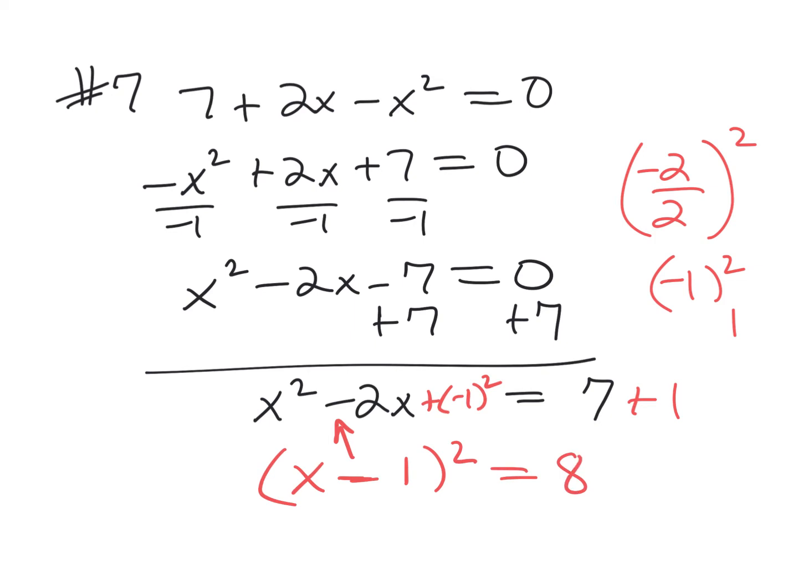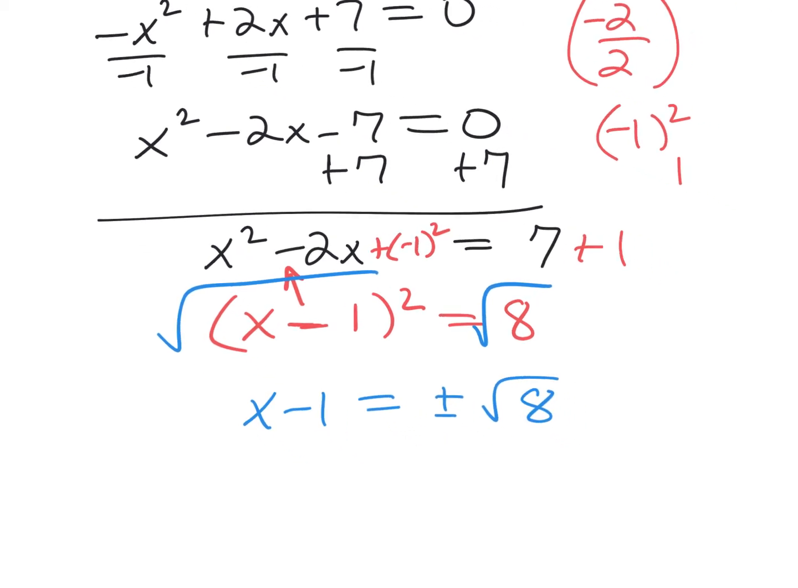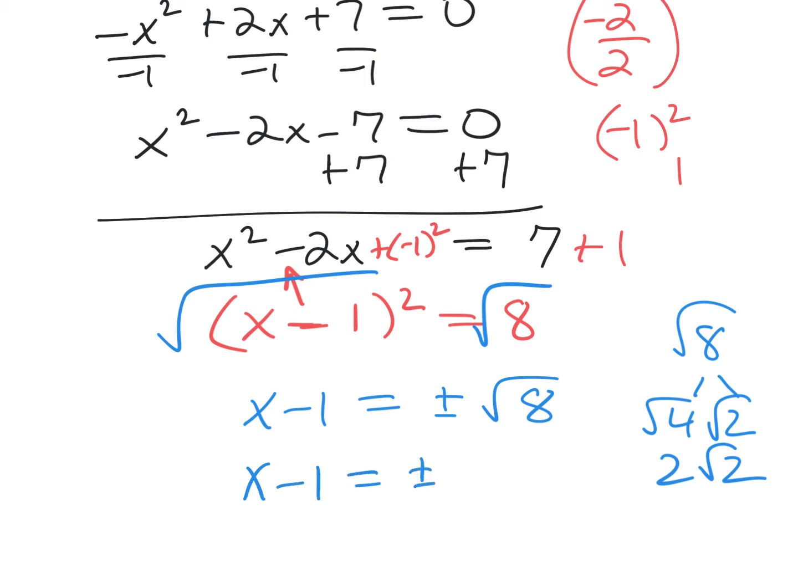And then combine those. And now I use the square root method. So I'm going to square root this side and this side. X minus 1 is equal to plus or minus the square root of 8. I need to break down the square root of 8. 4 times 2. 4 is a perfect square, 2 is not. So x minus 1 equals plus or minus 2 square root 2.